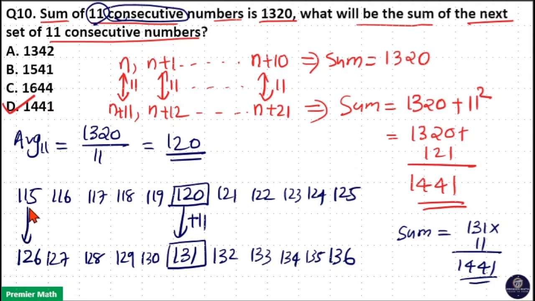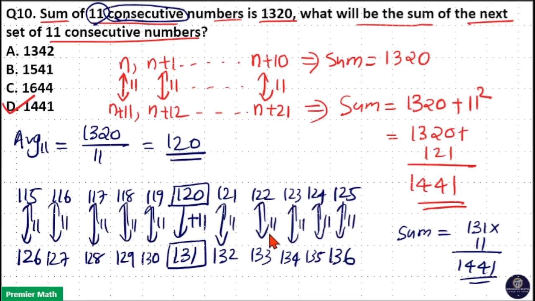Now the difference is 11. Difference is all 11. Now sum of the first series is 1320, means sum of the second series is 1320 plus 11 added 11 times. So 11 square, which gives 1441.